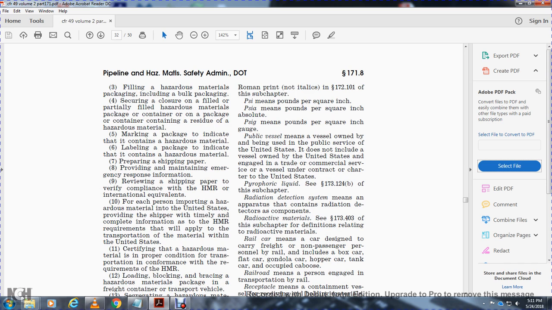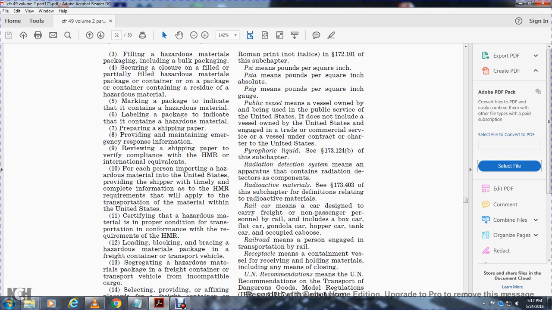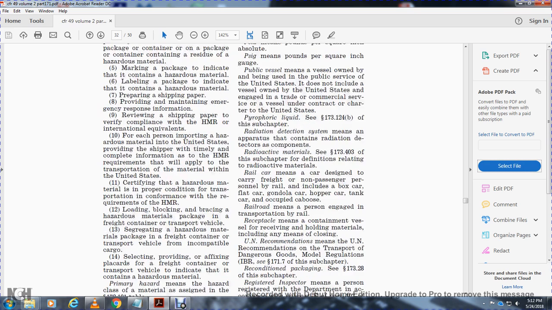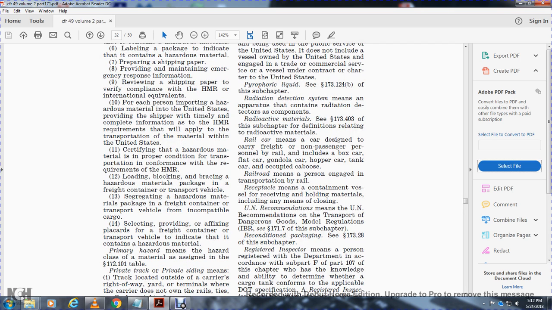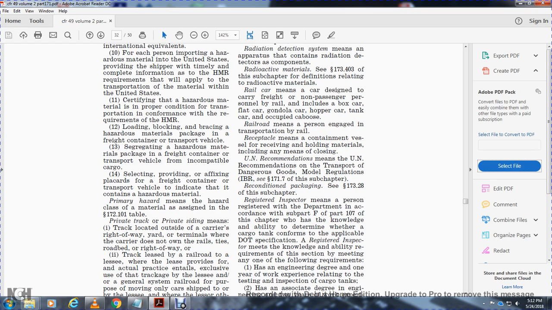Rail car means a car designed to carry freight or non-passenger personnel over the railroad. It includes the boxcar, flat car, gondola car, hopper car, tank car, and occupied caboose. Railroad means a person engaged in the transportation by rail. Receptacle means a containment vessel for the receipt of hazardous material, including any means of closing. Reconditioned packaging, 173.28 of the subchapter; UN recommendations means the UN Recommendations on the Transport of Dangerous Goods Model Regulations, IBR 171.7 of the subchapter.